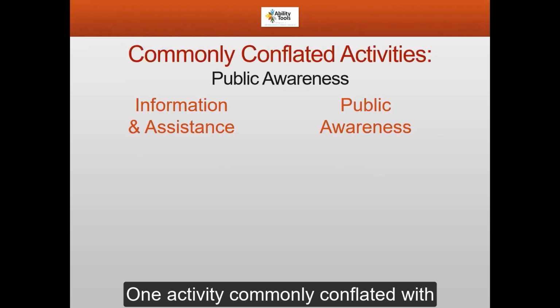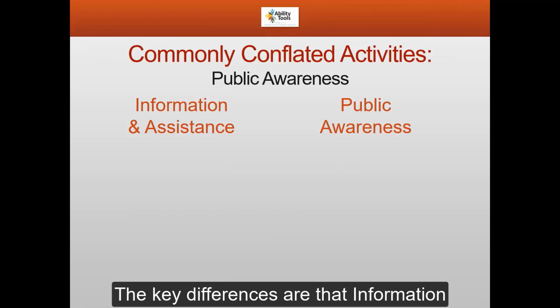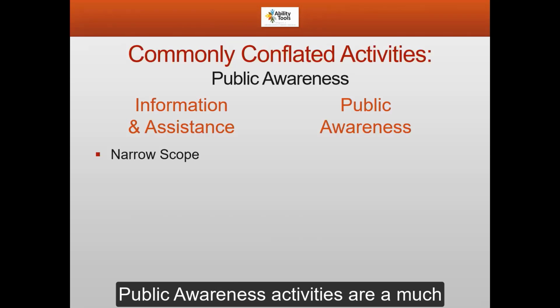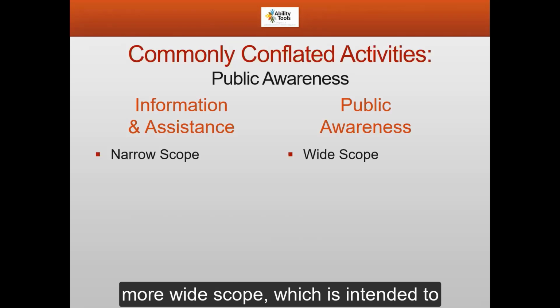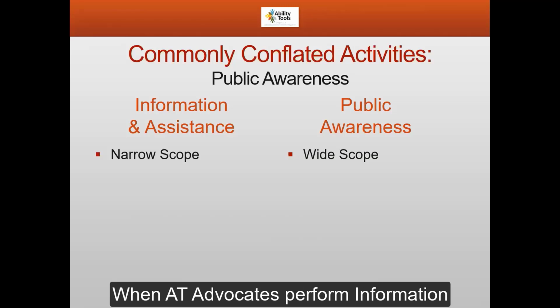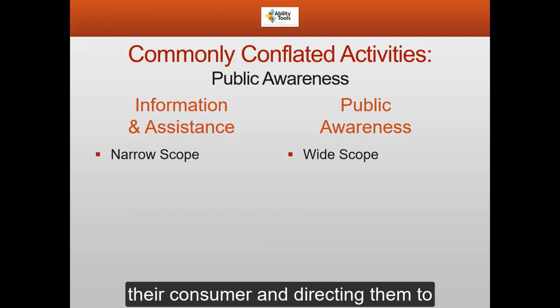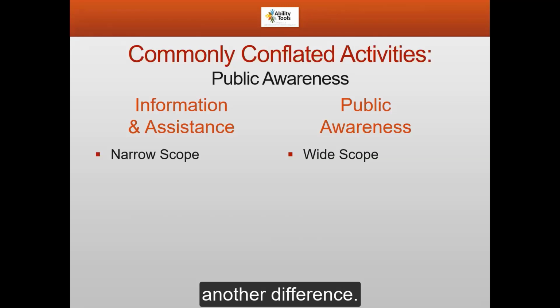One activity commonly conflated with information and assistance is public awareness. The key differences are that information and assistance activities utilize a narrow scope, which is intended to provide personalized support to individual consumers. Public awareness activities are a much wider scope, which is intended to reach a broad audience. When AT advocates perform information and assistance activities, they're addressing the specific concerns of their consumer and directing them to relevant resources for their specific situation or providing direct services themselves, which leads into another difference.